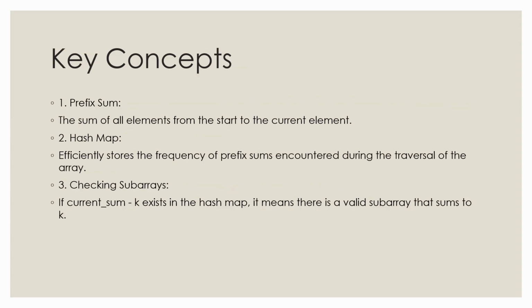Let's go over some key concepts. Prefix sum. This is simply the sum of elements from the start of the array up to a given index. Hash map. It allows us to efficiently store the frequency of prefix sums we have seen so far. Checking subarrays. If the difference between the current sum and k exists in the hash map, we can be sure that a valid subarray exists that sums to k.